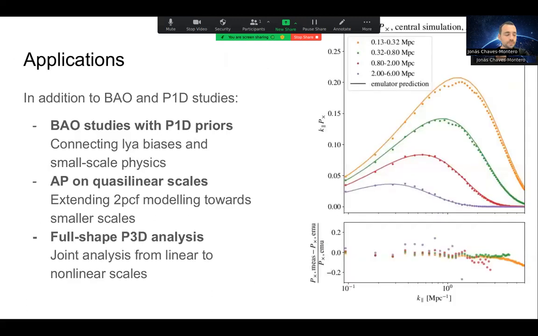Some of the novel applications of this emulator, because again, we can make consistent predictions from large to small scales, and this is something new. For example, we can now use priors from one-dimensional analysis, from a small-scale analysis, on large-scale analysis, for example BAO studies, and in that way increase the precision measuring BAOs. Or, for example, extend a Alcock-Paczynski test from linear to quasi-linear scales, or even nonlinear scales, or a full-shape analysis of the three-dimensional power spectrum.